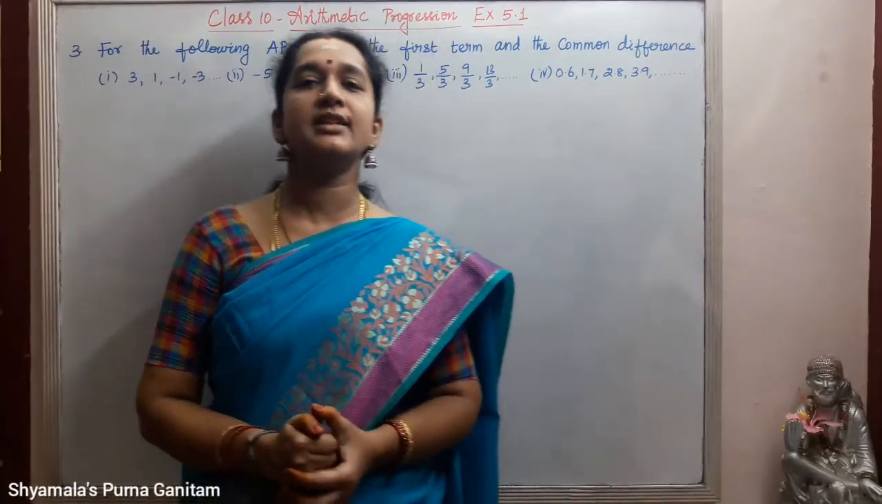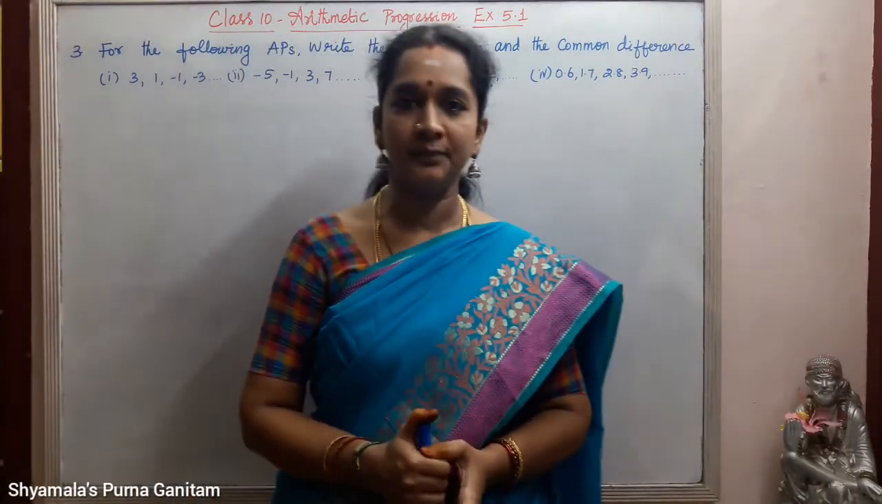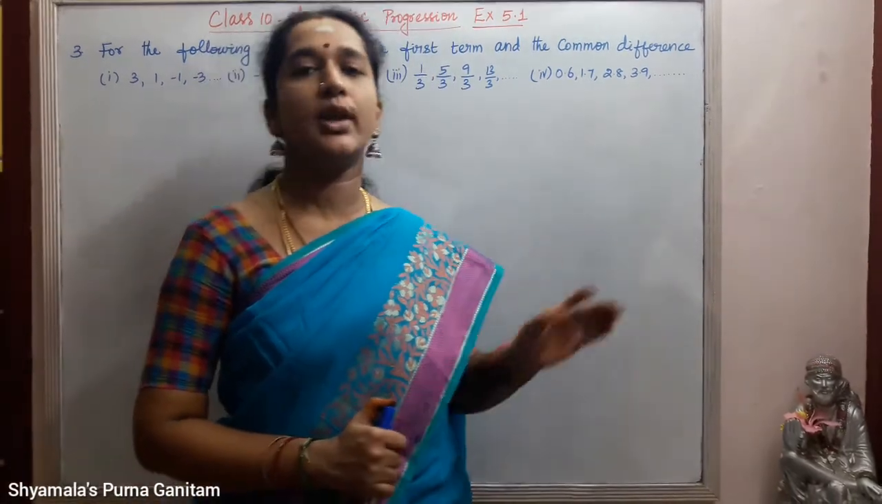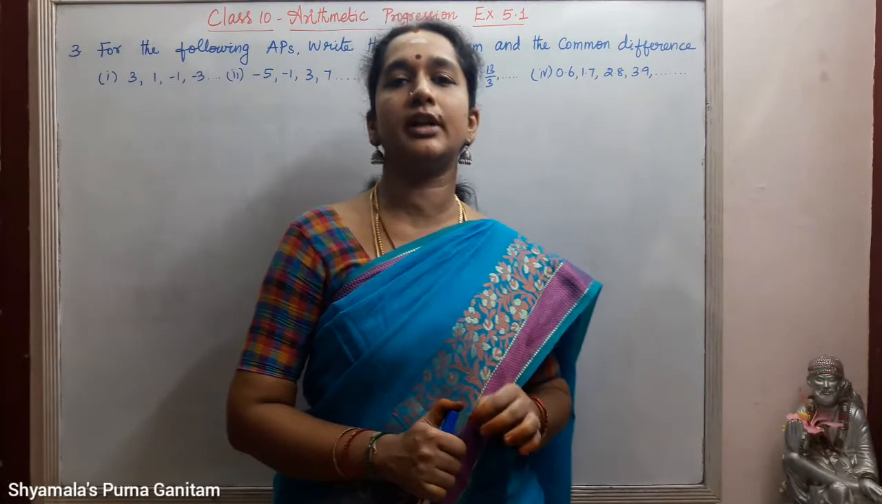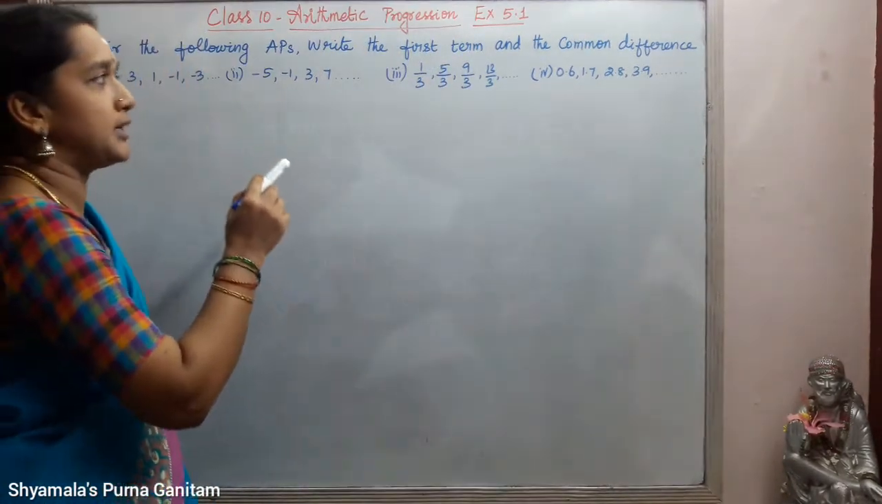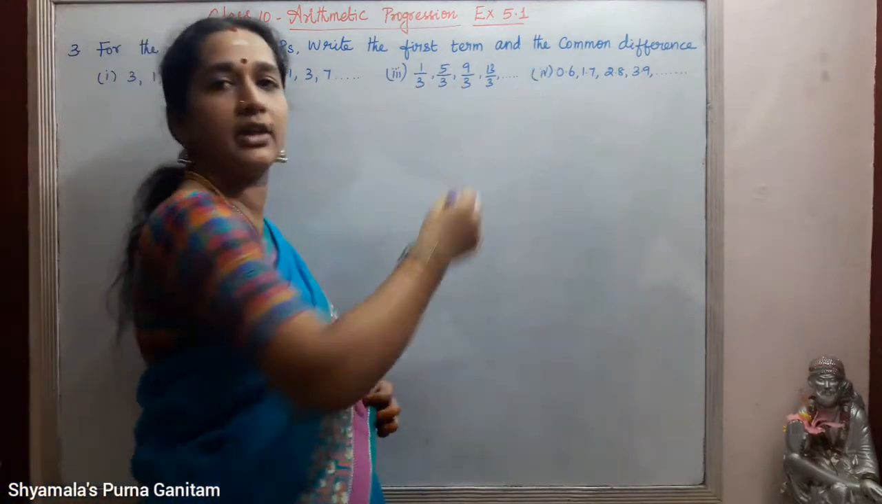Good morning students. In this class I will be doing class 10 CBSE syllabus, 5th chapter, arithmetic progressions. We are doing exercise 5.1. Two sums I have already completed. I will continue with the third sum. For the following APs, write the first term and the common difference.